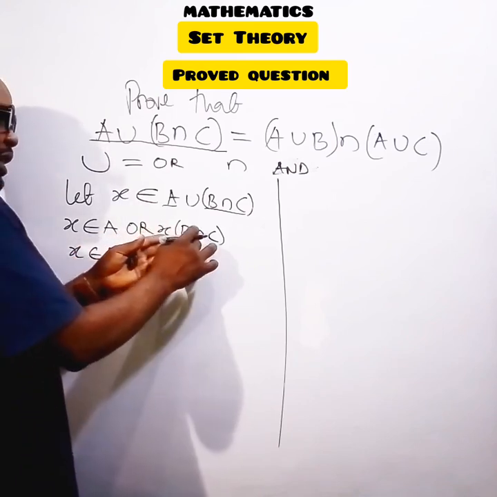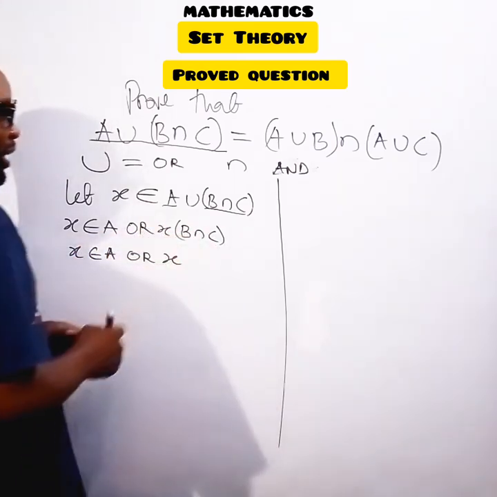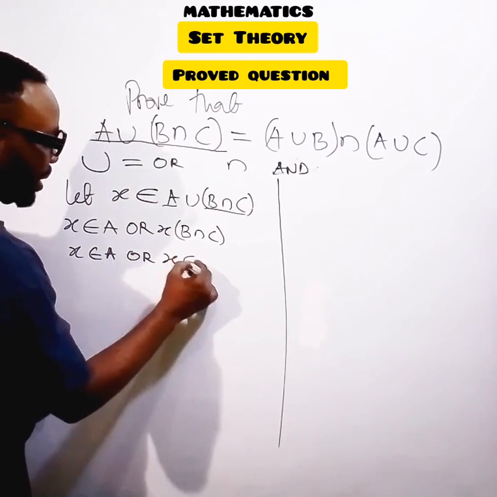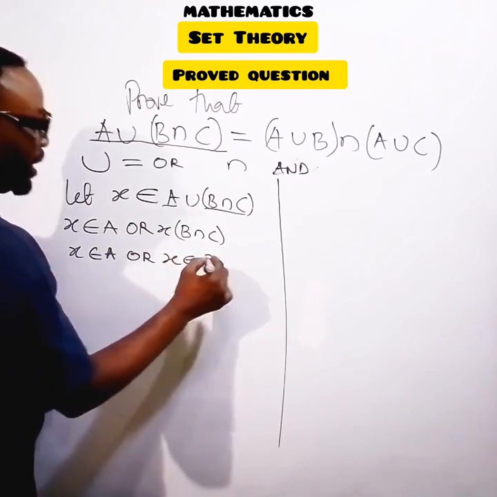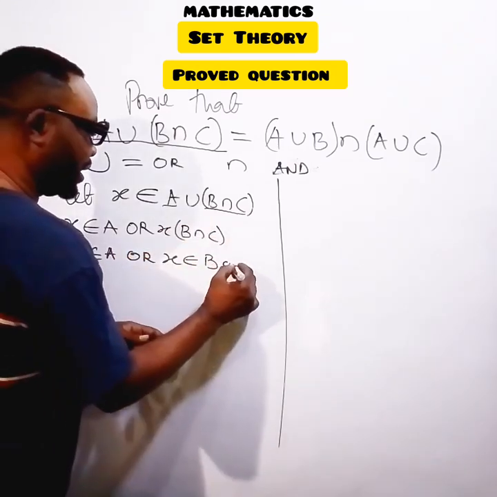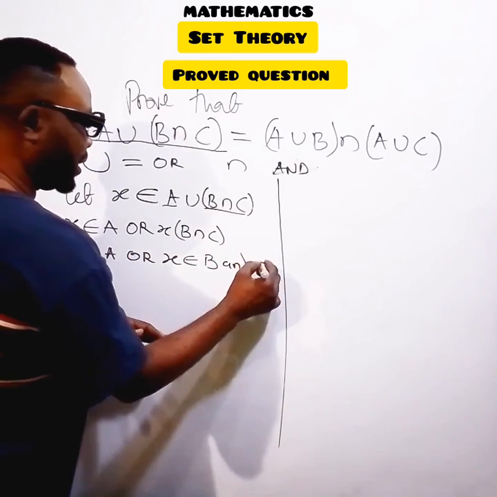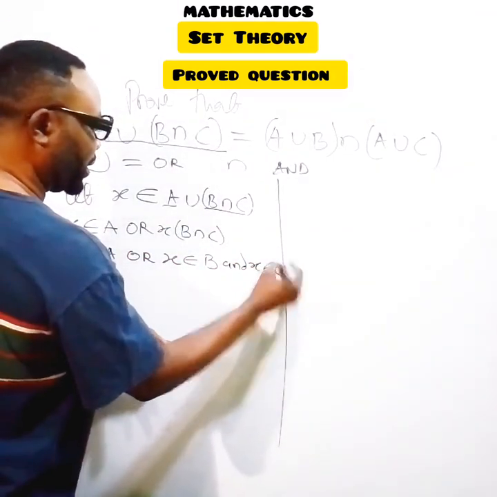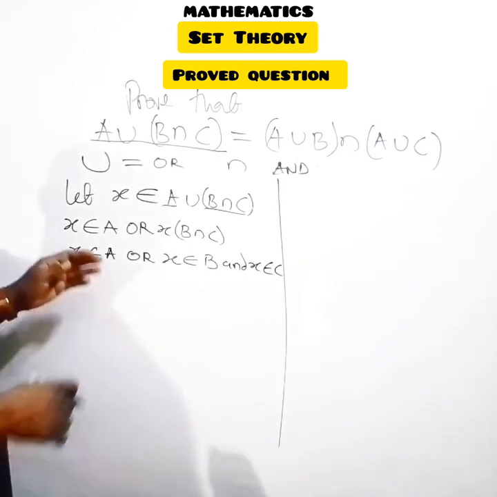Now we can separate these two again. x is a member of B, and, since intersection is represented by "and", x is a member of C. You can see the way I've broken it down.